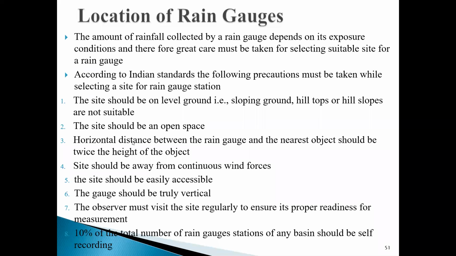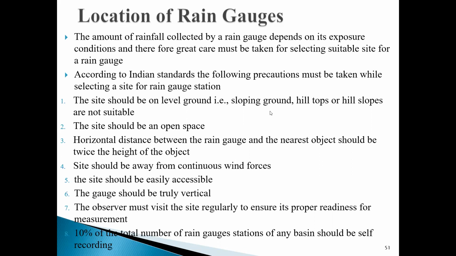Next is the horizontal distance between the rain gauge and the nearest object, which should be twice the height of the object. Next, the site should be away from continuous wind forces, and the site should be easily accessible, and the gauge should be erected truly vertical, and the observer must visit the site regularly to ensure its proper readiness for measurement.